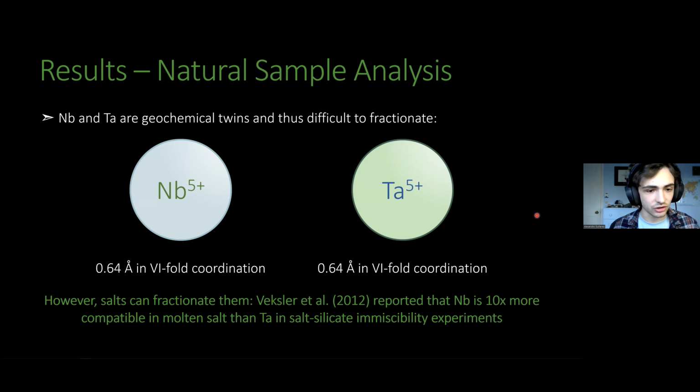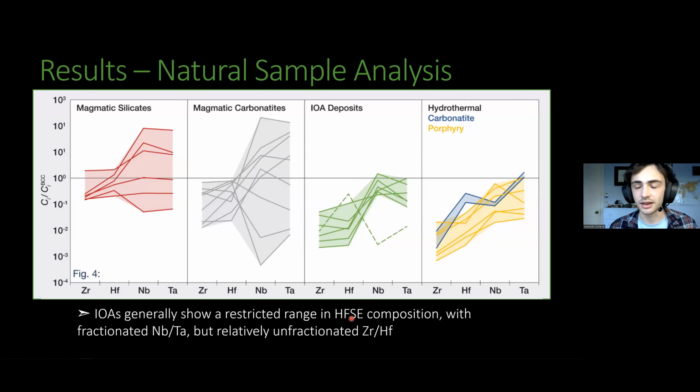They've begun to look into why this is, and found a study by Wechsler et al. in 2012. They reported that salts may be able to fractionate them, where niobium is 10 times more compatible in molten salt than tantalum would be. It's something we'll have to look more into, but for now, that is interesting and something to note.